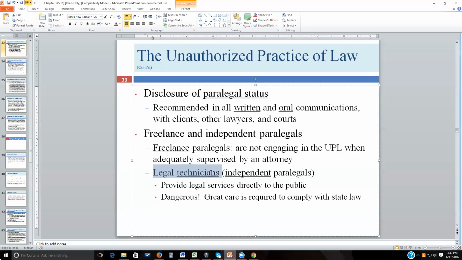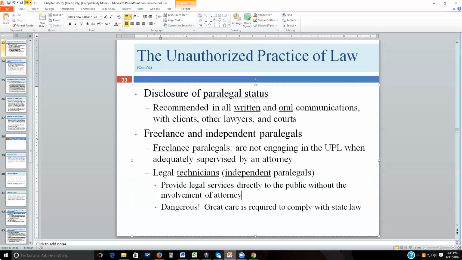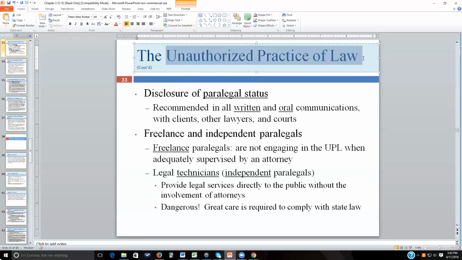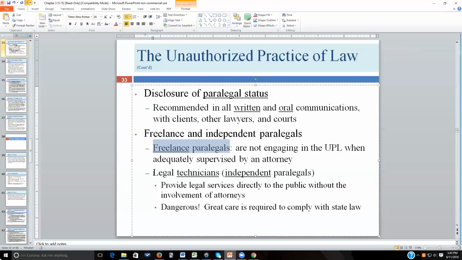Legal technicians is what the textbook calls this, but probably a better term for it would be independent paralegals. These are paralegals who provide legal services directly to the public without the involvement of attorneys. This is highly dangerous. I don't think that this is possible to do ethically in the state of Texas, and I think that it would expose that paralegal to criminal charges potentially. So I do not recommend this. Freelance paralegalism, great. Independent paralegals, not so great. Highly discourage you from considering that particular path.